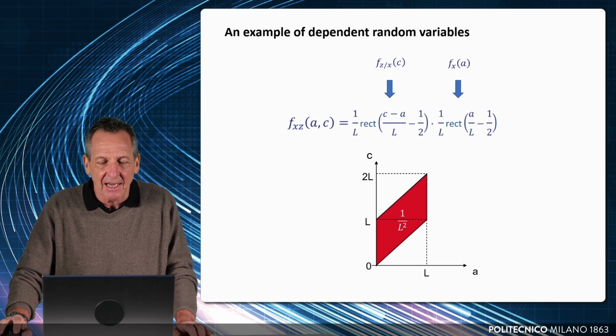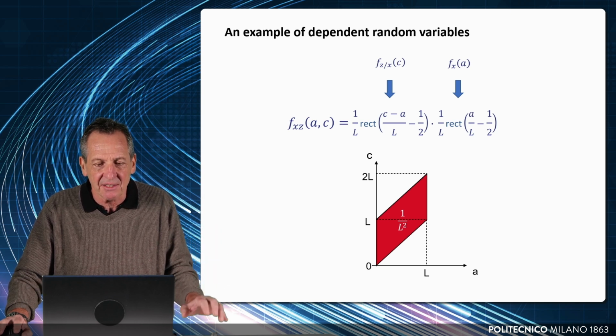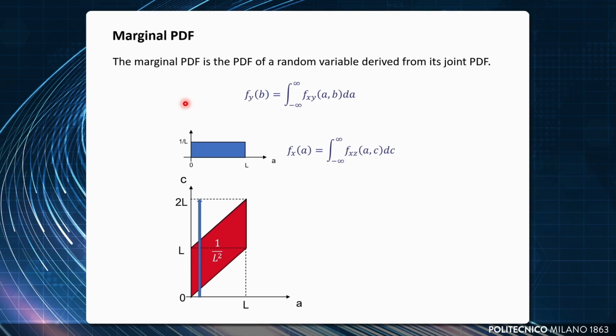Another important consequence of the joint probability density function is that we can compute the probability density function of the two variables just by integrating the joint probability density function along the two axes. And in particular, if we integrate the joint probability density function along one axis, we obtain the probability density function of the other random variable. Let's see in our example.